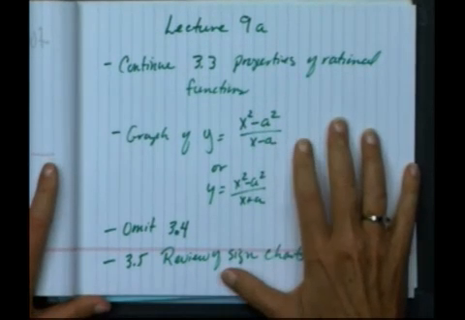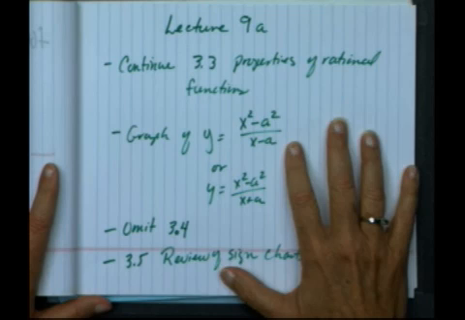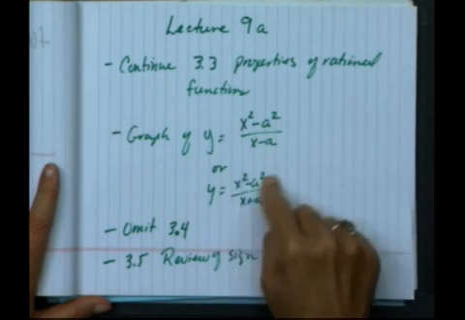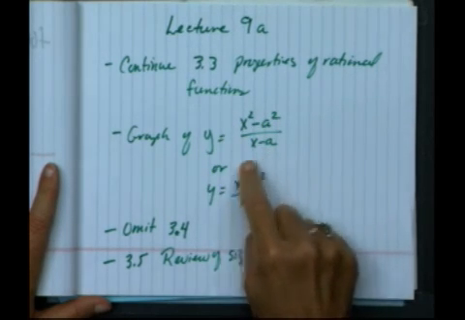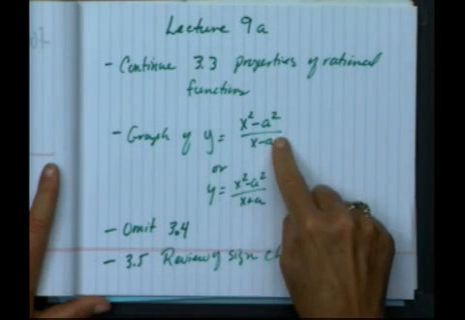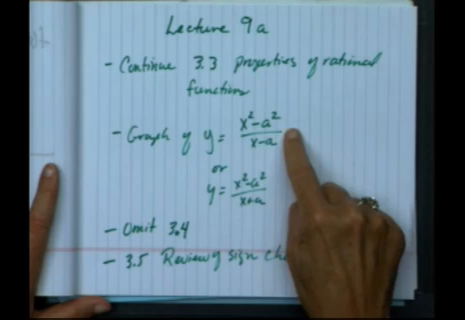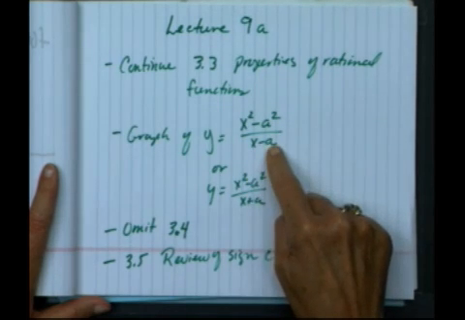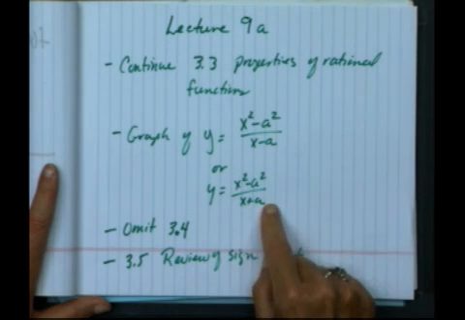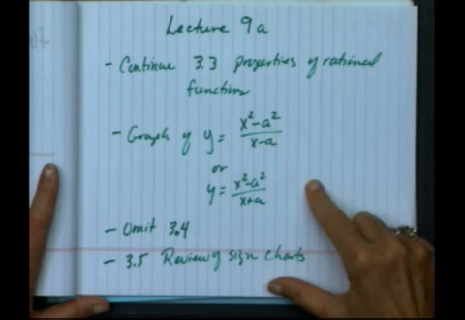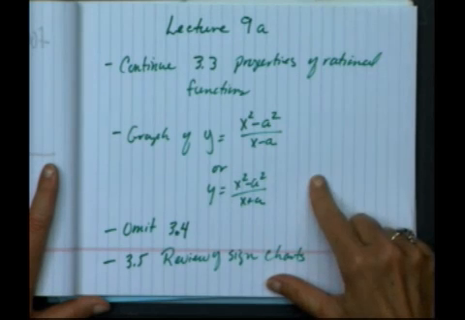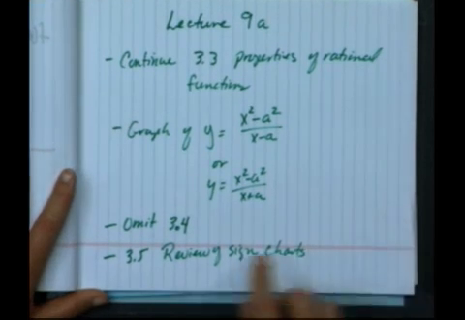One of the objectives that I want to make sure we're good at, because this is going to show up again and again in calculus, is that when we have a rational function of the form y equals x squared minus a squared divided by x minus a, or divided by x plus a, we understand the graph and the domain of this function. It's just going to keep showing up.